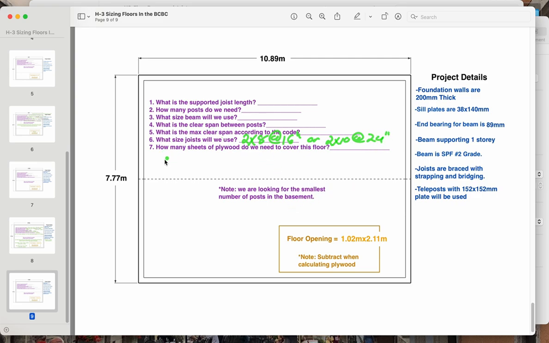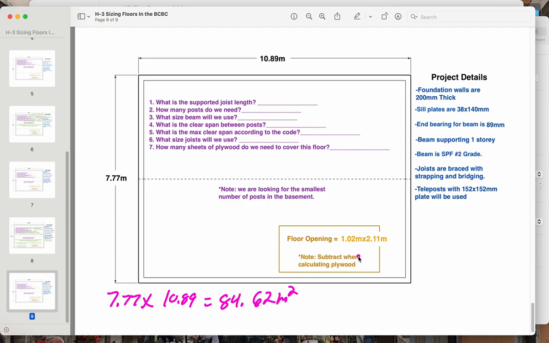Okay, now how many sheets do we need to cover this floor? Very simply, we're going to calculate the total area of this floor. We have to subtract for our floor opening because that's a significant size, and we'll see what we have left. So very simply, we're calculating area here, so 7.77 times 10.89, and that gives us 84.62 meters squared. So that's the total area of this floor.